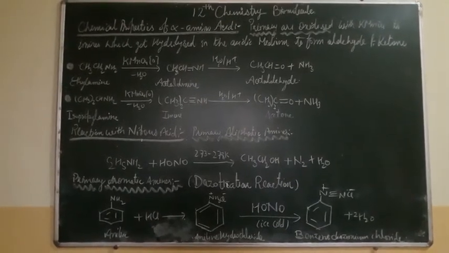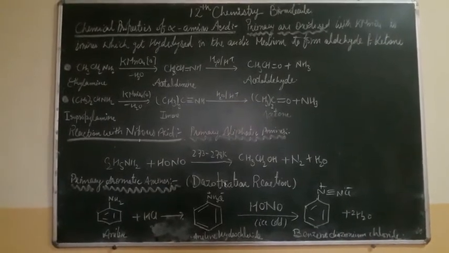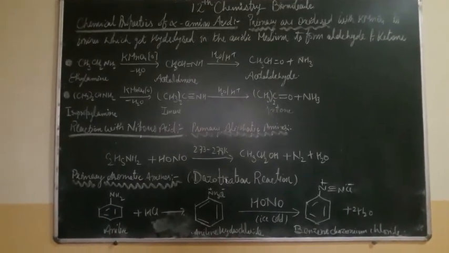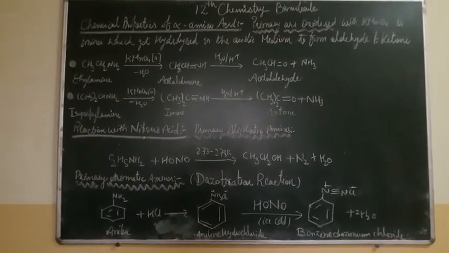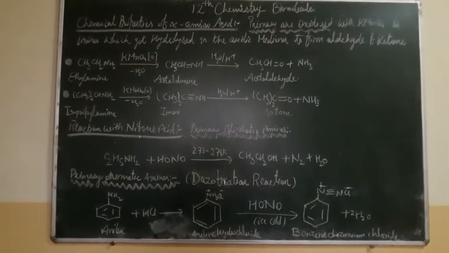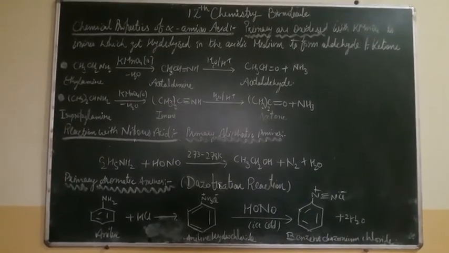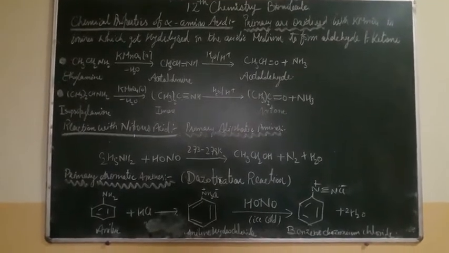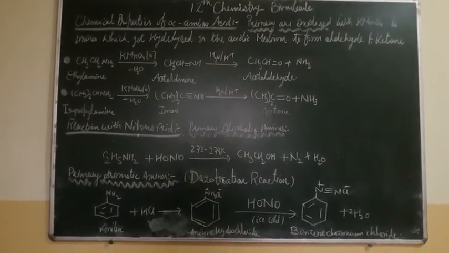So you can easily see that we use the primary amine, not secondary and tertiary amines. You just use the primary amines, ethylamine and isopropylamine, under the oxidizing agent KMnO4, and after the product formation, it further reacts with acidic medium to convert into acetaldehyde and acetone.